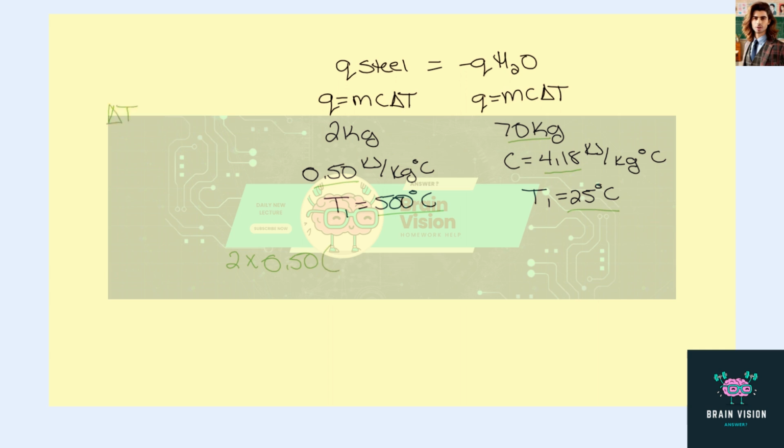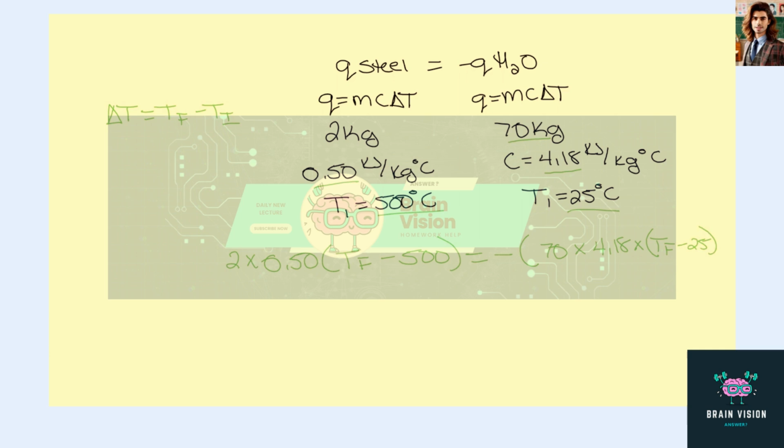Now, delta T is always T final minus T initial. So we don't know our final, that's what we're looking for, but we have our initial, that's 500. This is going to equal negative, and then in parentheses, we're going to have 70 times 4.18 times T final minus 25. So let's simplify this mess down.